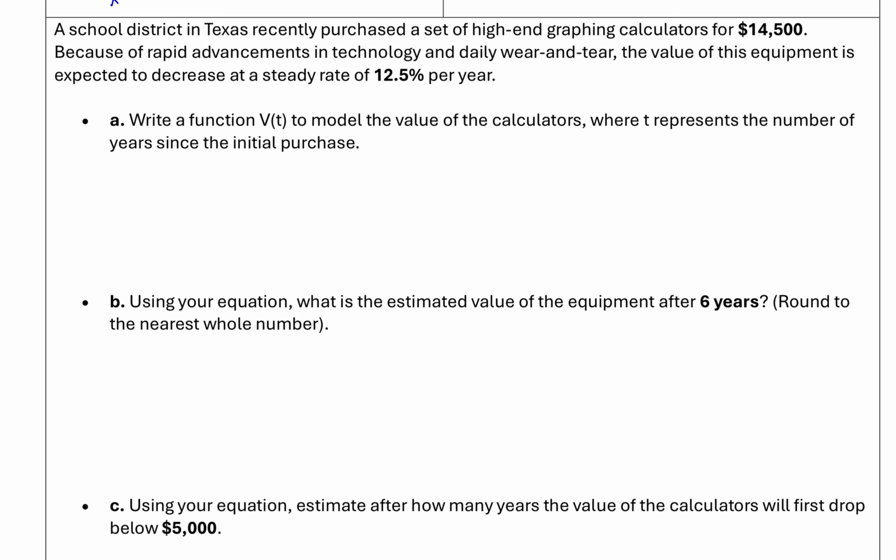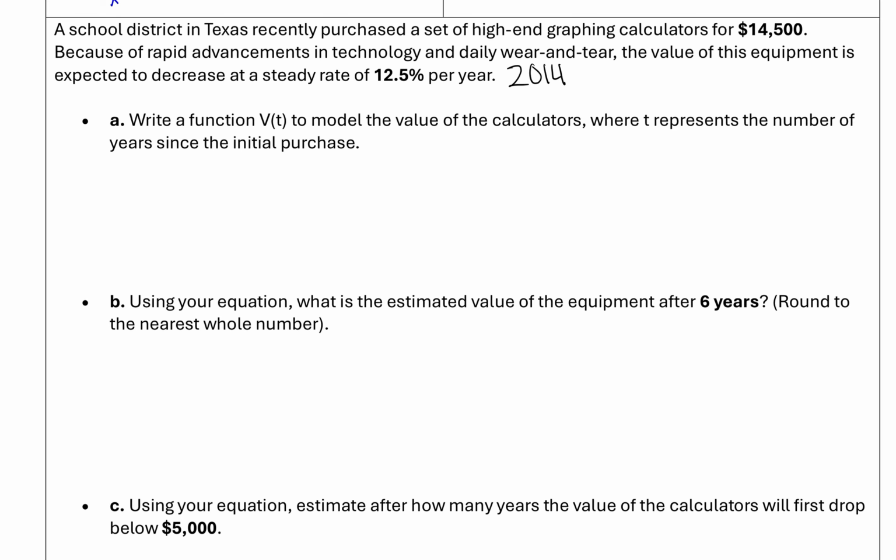It says a school district in Texas recently purchased a set of high-end graphing calculators for $14,500. Because of rapid advancements in technology and daily wear and tear, the value of this equipment is expected to decrease at a steady rate of 12.5% per year. Now, it doesn't say it here, but it should say that this is in 2014. Okay, write that down, 2014. If I didn't write it down on your paper, hopefully it should be there or we do it together in class.